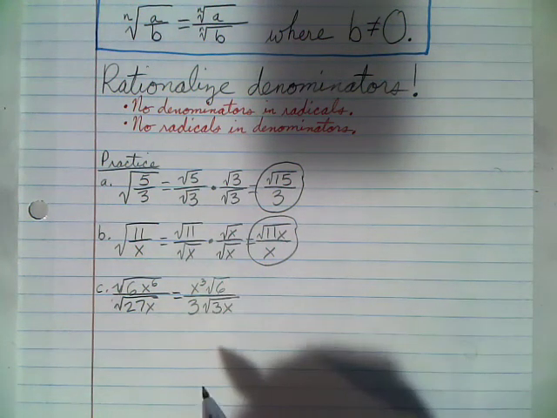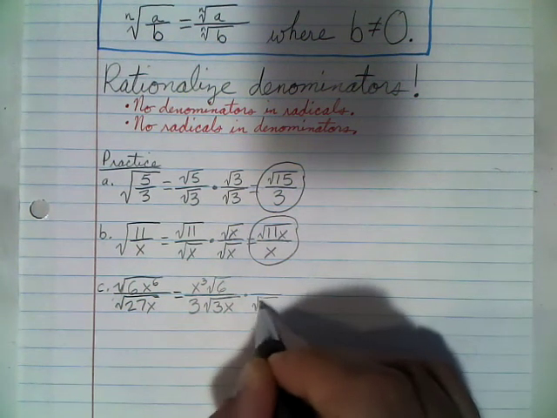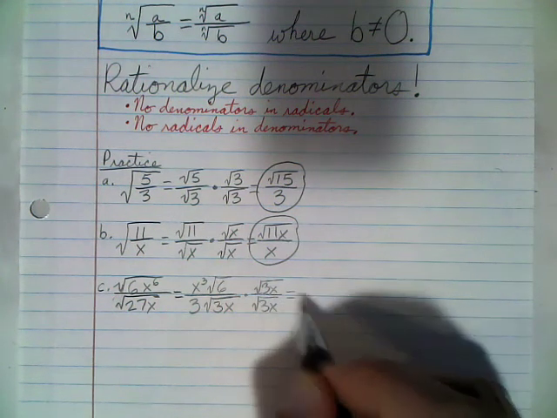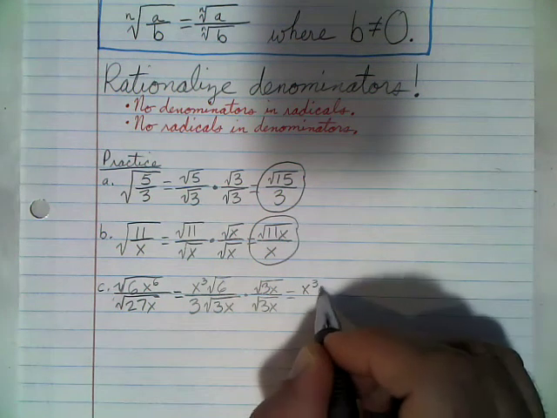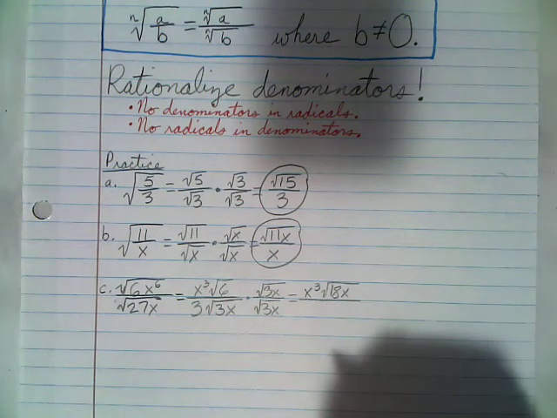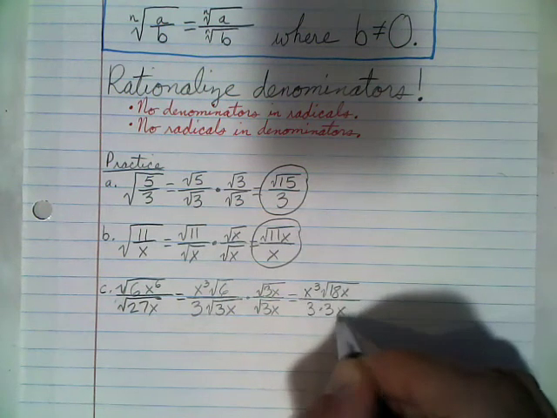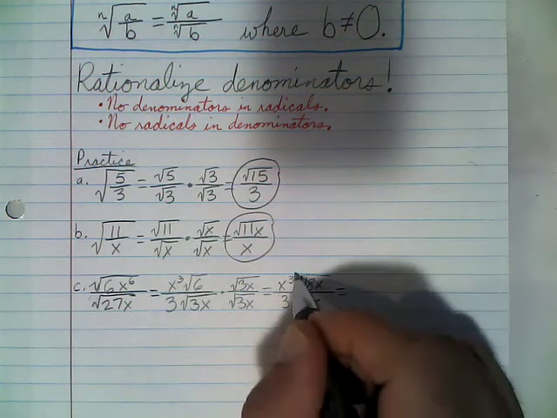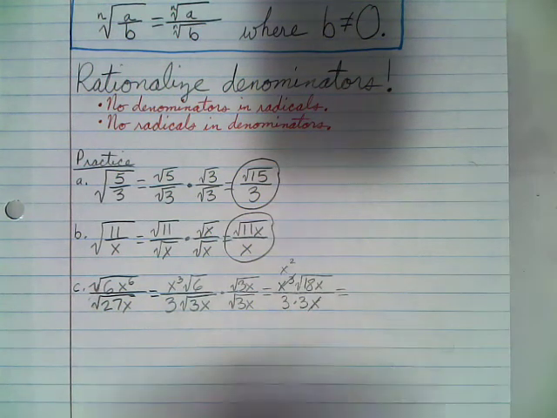So by simplifying it, we can see that really what I need here is just a square root of 3x over a square root of 3x. And so when I do that, I'm going to get an x cubed and then a square root of 18x over, and then down here I'm going to get 3 times 3x. So if we simplify a little bit further, first of all I'm going to notice, boom, I can reduce that to an x squared and that will disappear.